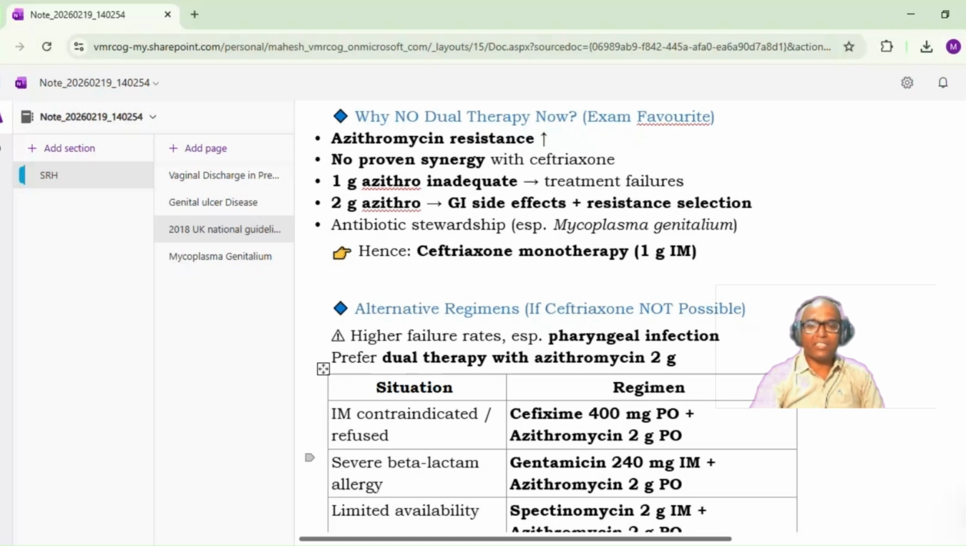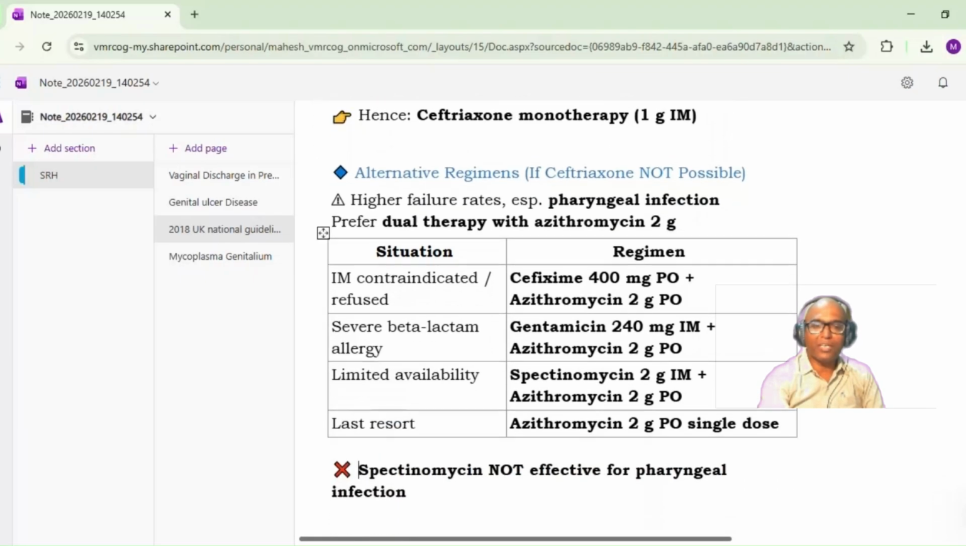Severe beta-lactam allergies, then go for gentamicin 250 milligram intramuscularly and azithromycin. Here azithromycin is always 2 gram when the dual therapy is given, especially if ceftriaxone is not possible. Especially for pharyngeal infection, then only you use dual therapy with azithromycin 2 gram. Otherwise, not routinely preferred.